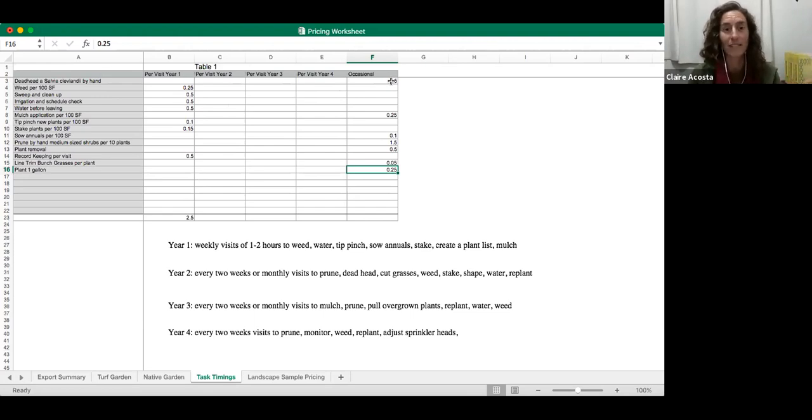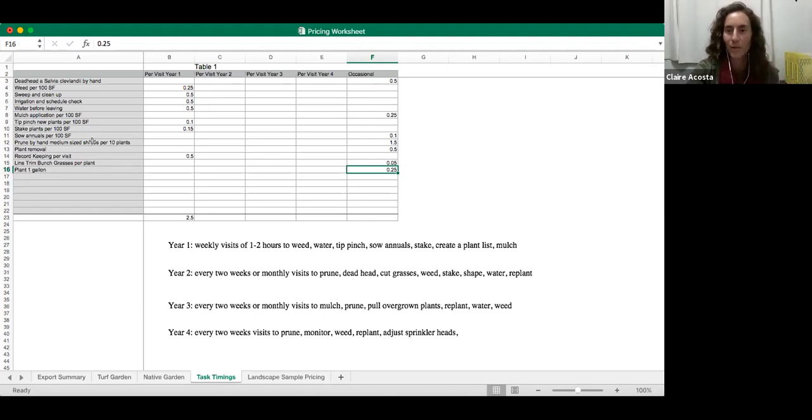So if you have like 6 of those in the landscape, that's going to be a lot, that's several hours of work. So just making sure you're appropriately allowing enough time for the work that's included in your proposal. Let's see if there's anything else. Yeah, I think this is pretty self-explanatory, but it's helpful to have line trim bunch grasses per plant.